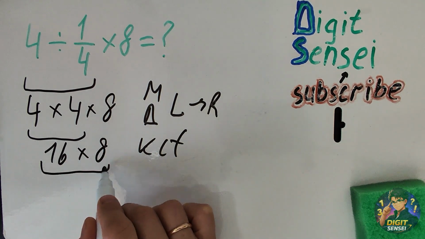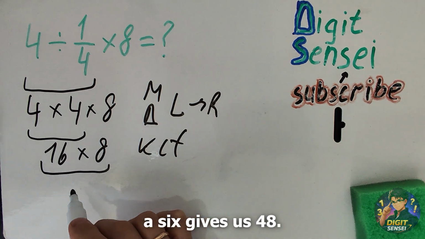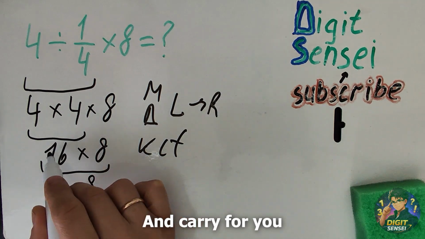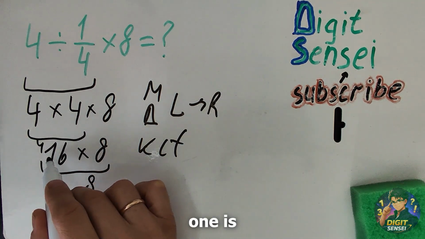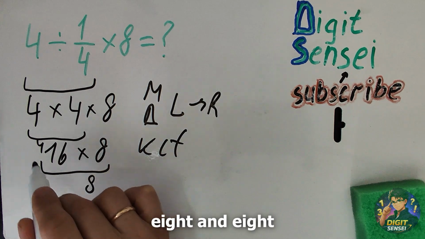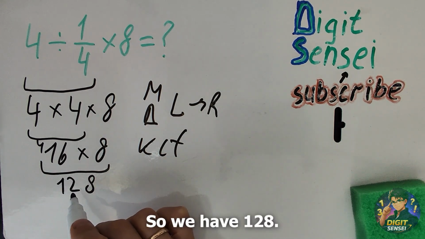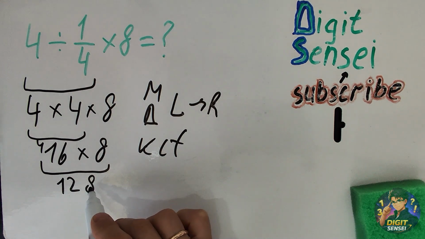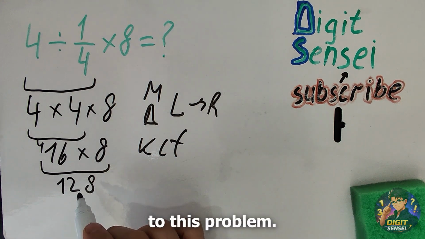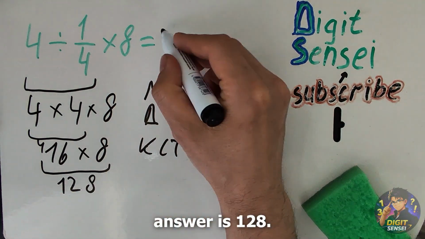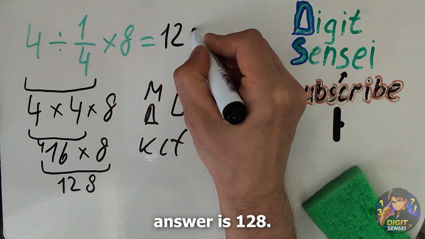Okay, 8 times 6 gives us 48, so we write 8 here and carry 4 here. 8 times 1 equals 8, and 8 plus 4 gives us 12. So we have 128, and this is our final answer to this problem. The correct answer is 128.